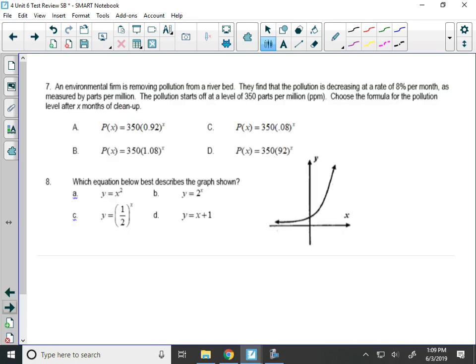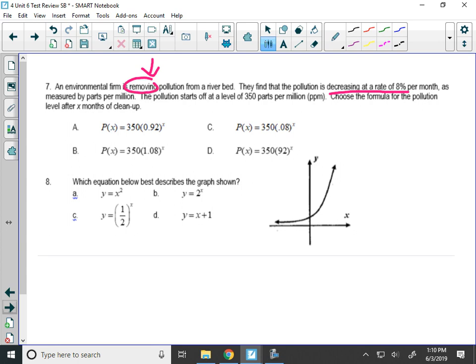Right, the next one here, we're looking at numbers 7 and 8. So again, we skipped a lot of the multiple choice. If you need help on any of those other problems, see the key on Canvas or ask your teacher for some help. Number 7 says, an environmental firm is removing pollution from a riverbed. Right, if I'm removing something, it probably means that I'm decreasing or going down. There again, it finds the population is decreasing by 8% every month. Starts with 350. Which model represents this?